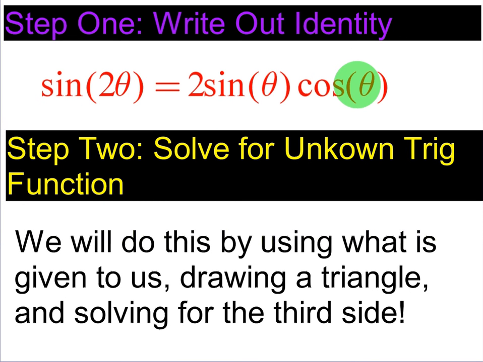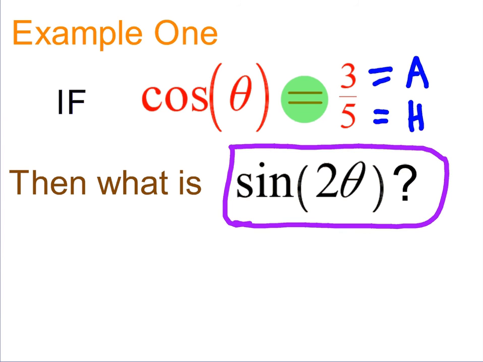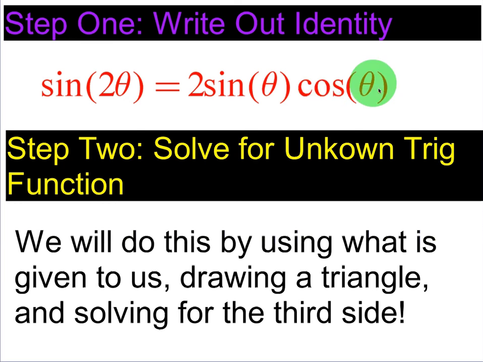So write out the identity that's applicable, which goes back to the fact that they're asking for sine of 2 theta. Naturally, you need to know that identity. I'll give you a hint. We already know what cosine of theta is, so we can just plug that right in. We now need to figure out sine of theta, which is what we're about to do. Once we know both of those, we can figure out sine of 2 theta. So step 2 is to solve for an unknown trig function. In this particular case, the unknown trig function is sine of theta.